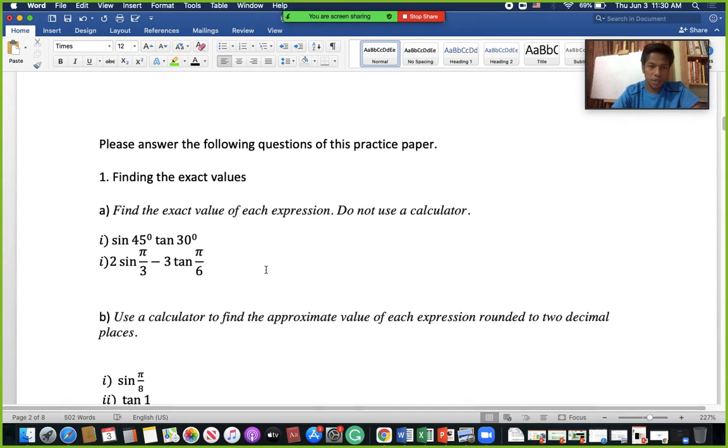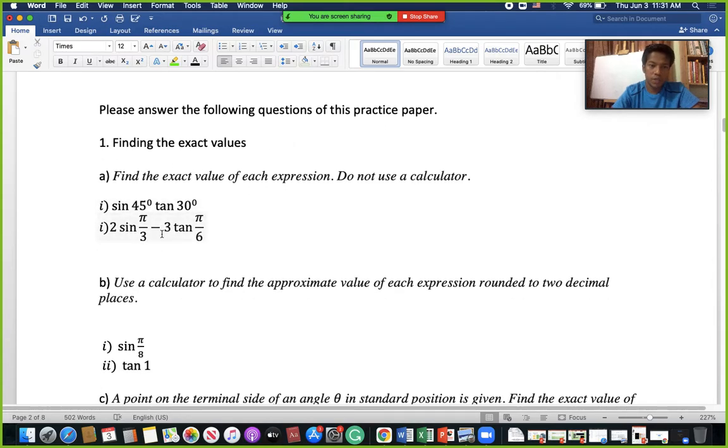So let's start. First, please answer the following questions of this practice paper. Finding the exact value. There are 2 questions here where you will have to find the exact value. I just prepared it this morning, so still a couple of things are yet fresh.